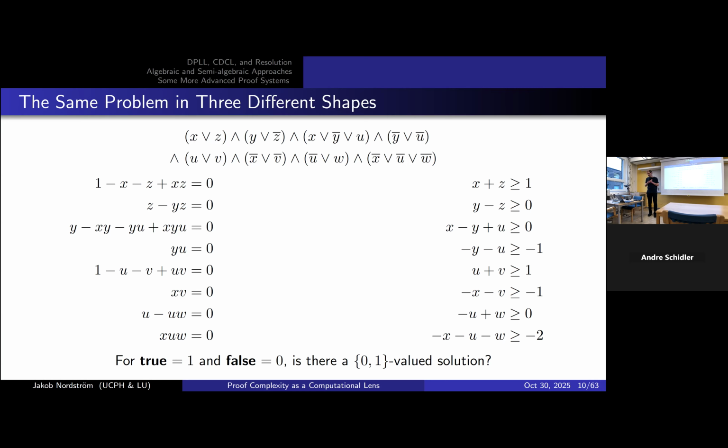So we'll use this throughout this talk, that we can shift between this syntactic view of the problem as a Boolean formula, or as a set of polynomial equalities, or a set of linear inequalities, and ask about 0, 1 valued solutions to this problem.